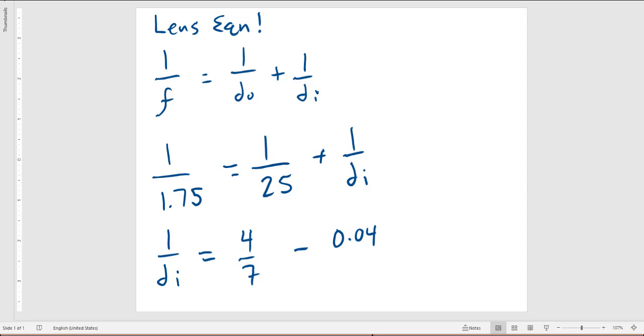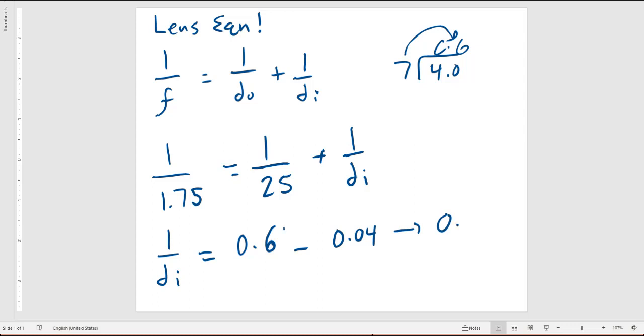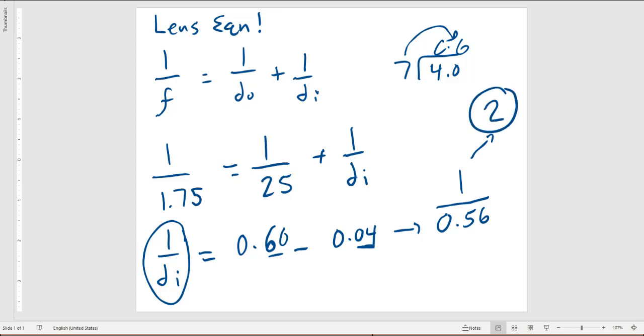4/7 is also relatively easy because I can just divide 7 into 4. And I can say, well, 7 goes into 42 exactly 6 times. This is about 0.6. So now I have a good estimate of 0.6 minus 0.04 for 1 over di. So 1 over di is about 0.60 minus 4 is 56. Now this is 1 over di. Got to be careful. So di is the reciprocal of that, 1 over 0.56. That's about 1 over a half, which is about 2. So I've maintained all of my units in centimeters, so it should be 2 centimeters.